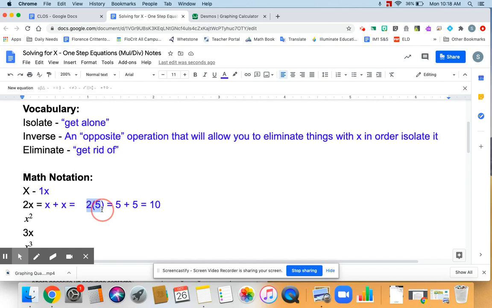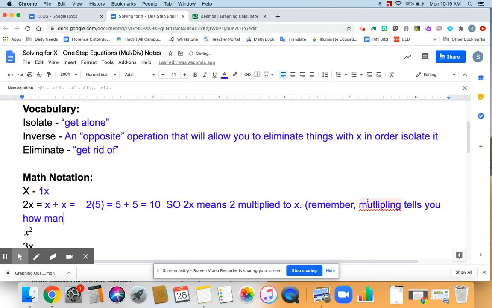Well, what is this mathematically? What's happening to 2 and 5 right now? It becomes 2 multiplied to 5, because multiplying tells you how many times you add something to itself. So 2x means 2 multiplied to x, whatever that x is, because it means you have 2 of those x's getting added together, which is just multiplication. Because remember, multiplying tells you how many times to add something to itself.